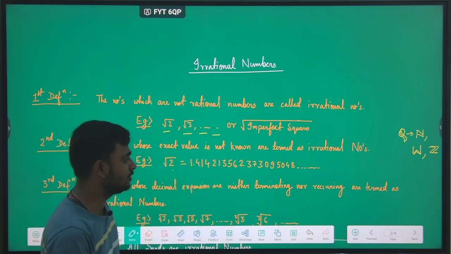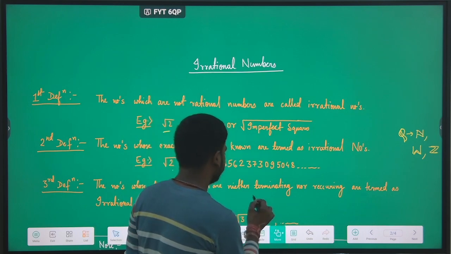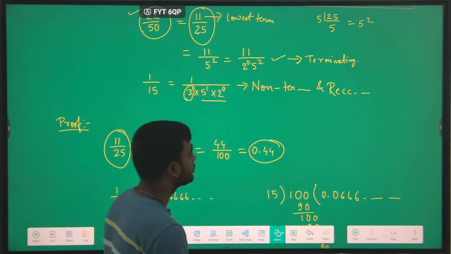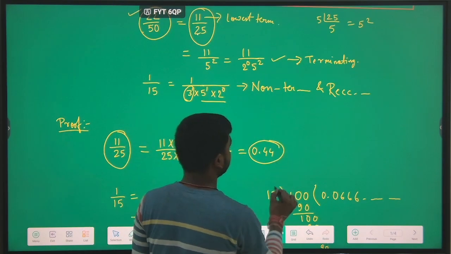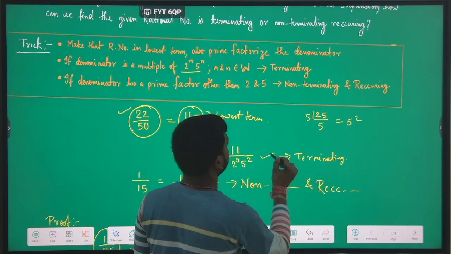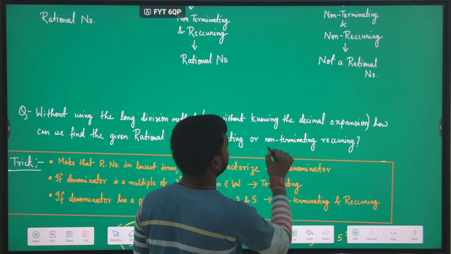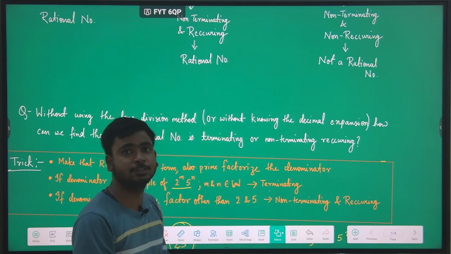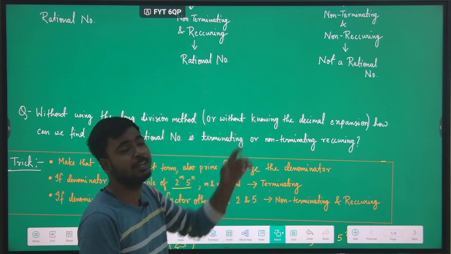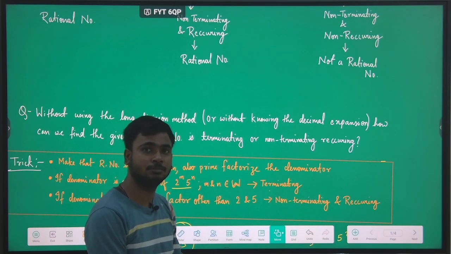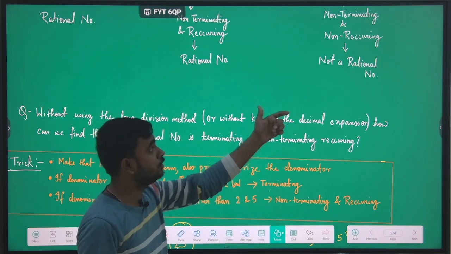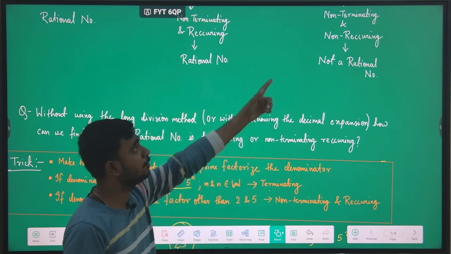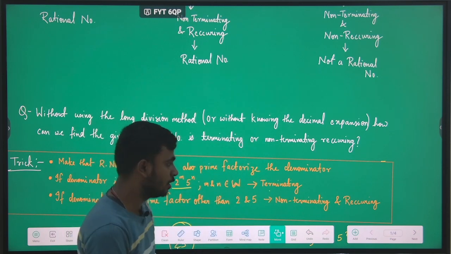One more precise definition is that in a non-terminating and non-recurring decimal expansion, we have seen that these types of numbers are not rational numbers. So the numbers which are not rational numbers are said to be irrational numbers. So these numbers can also be irrational numbers.